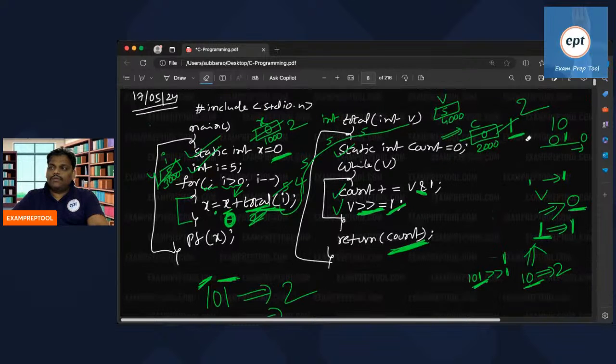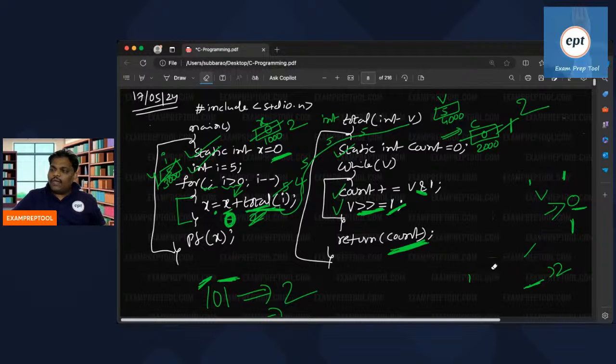So remember, count is already 2 because it is a static variable. It is a static variable, right? Count is already 2. I am running one more time. It will become so easy. Can you see one time? I am running one more time. See the answer.